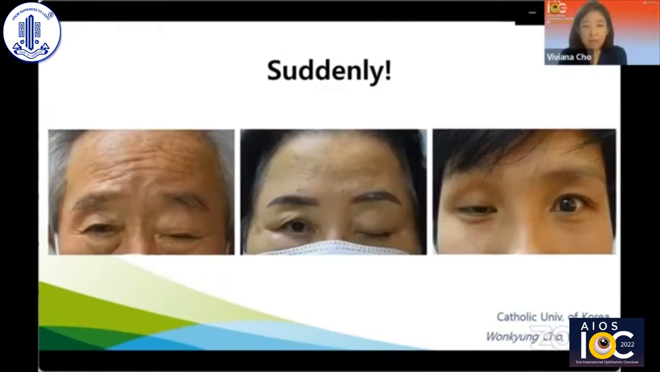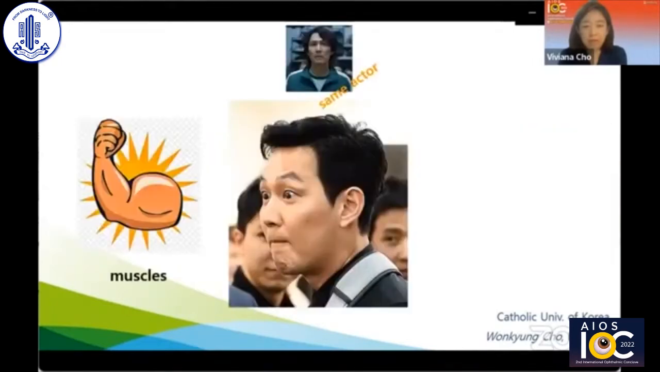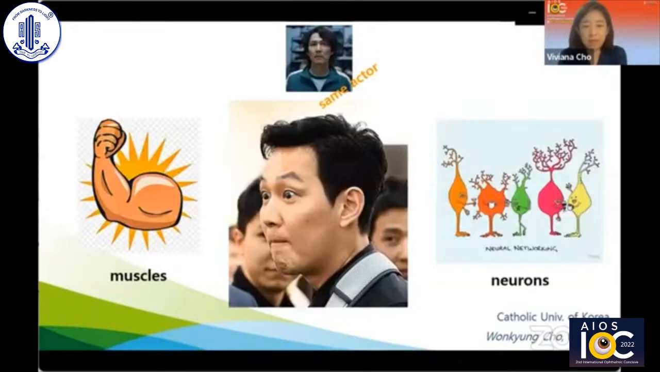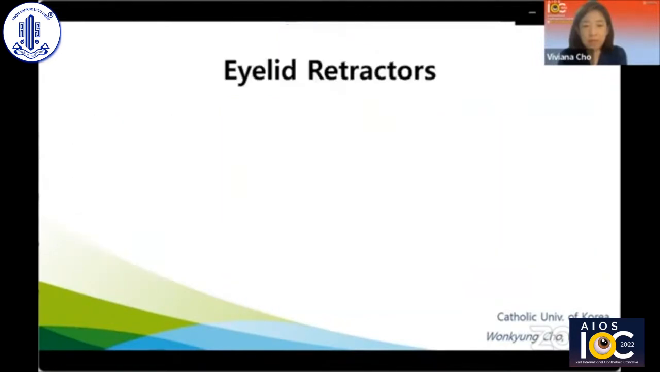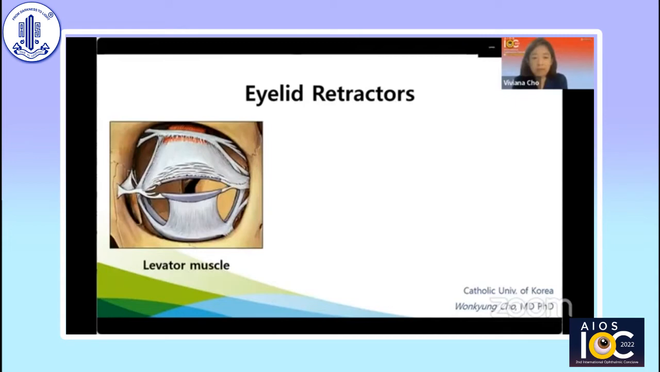Then, to rescue those droopy eyelid patients, we need to know what muscles and what nerves are involved to open our eyelids. Let's take a look at the muscle first. There are three kinds of eyelid retractor muscles for the upper eyelid opening. The main eyelid retractor is the levator muscle.